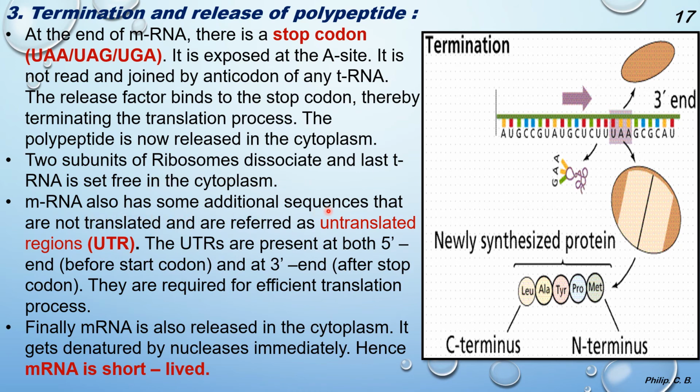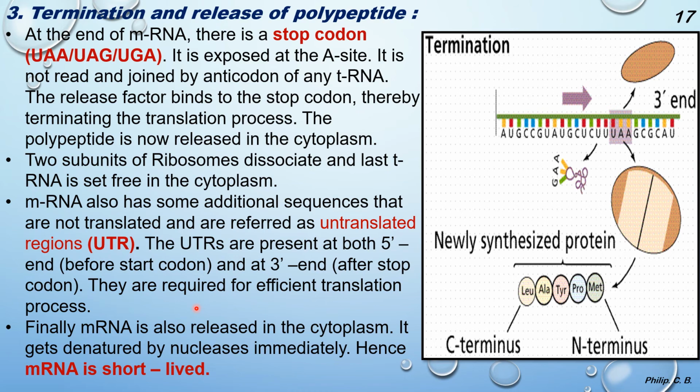mRNA also has some additional sequences that are not translated and are referred to as untranslated regions, that is UTR. The UTRs are present at both the 5' end before the start codon and at the 3' end, that is after the stop codon. They are required for efficient translation. So just to understand the concept, there are certain regions present which are not translated, but these are also important. Why? Because in the beginning and end, both the 5' and 3' ends, these untranslated regions are present, or in short, UTRs. So it can be a question, what is UTR?